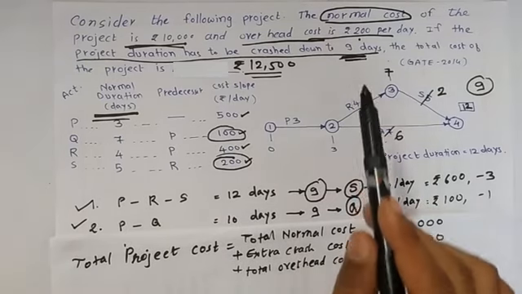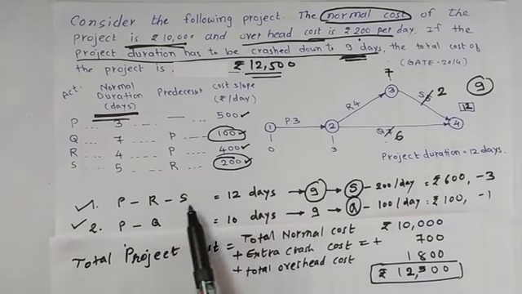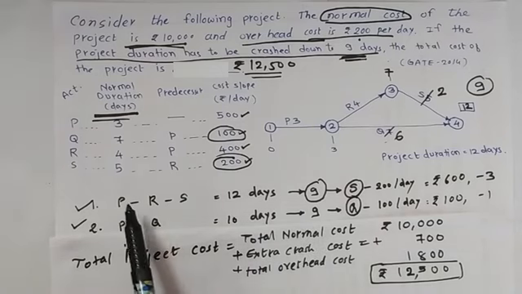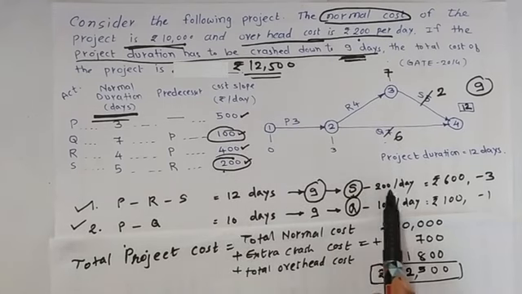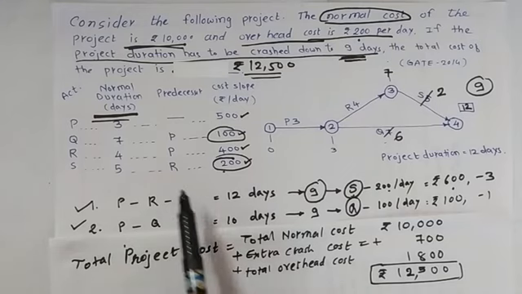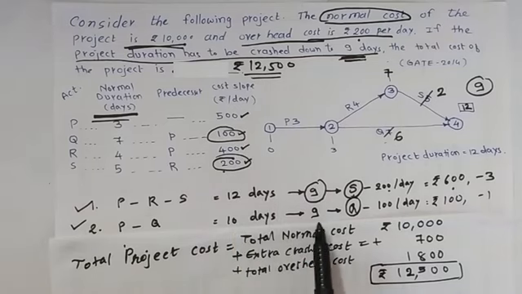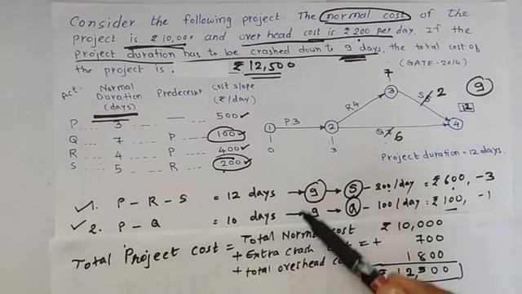We want total project duration 9 days. So we have to crash both the paths, path 1 PRS by 3 days and path 2 PQ by 1 day. So in path PRS, the minimum cost slope is 200 for activity S. So we crash activity S for 3 days, so total cost is rupees 600. For path PQ, the minimum cost associated is 100 rupees with activity Q, and so we crash activity Q by 1 day, and so the total cost is rupees 100 and we reduce by 1 day. So total duration now becomes 9 days.